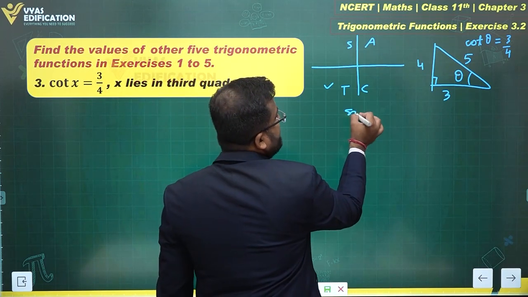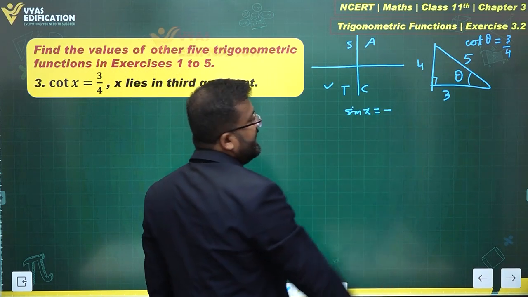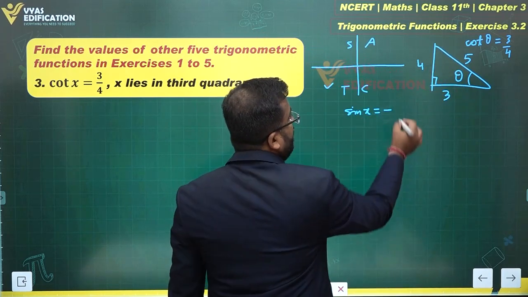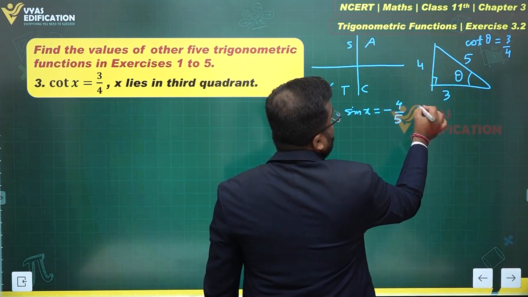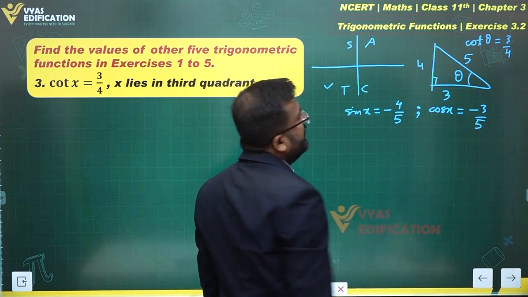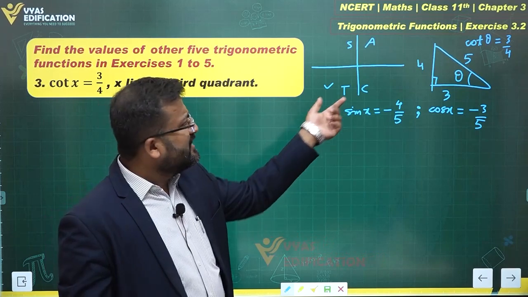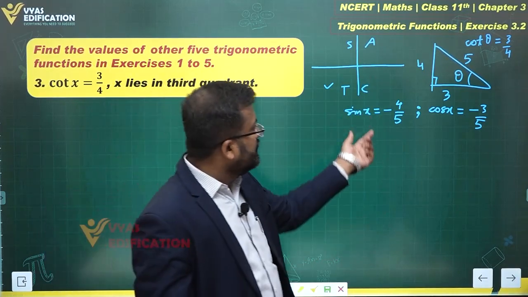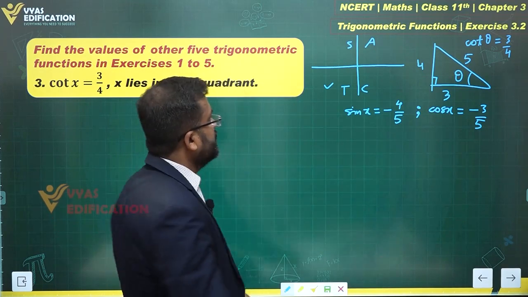We can easily write sine x. Sine x would be negative, and from that you can write sine theta as minus 4 by 5. This is what you get. Cos x would be again negative, which is minus 3 by 5. Tan x would be the reciprocal of that, tan x would be 4 by 3. The other 2, cosec x and sec x, can also be easily found using this approach.